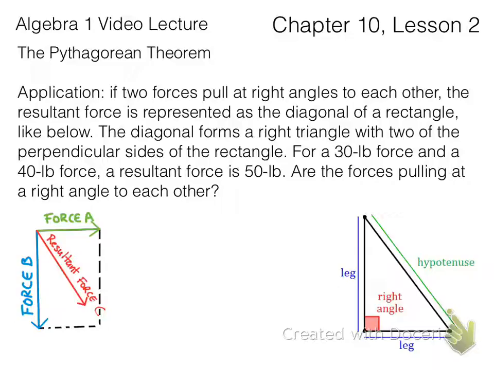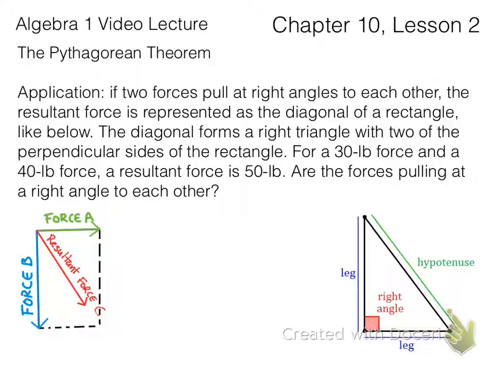If two forces pull at right angles to each other, the resultant force is represented as the diagonal of a rectangle, like below. Down here, the diagonal forms a right triangle with two of the perpendicular sides of the rectangle. For a 30-pound force and a 40-pound force, a resultant force of 50 pounds is created. Are the forces pulling at a right angle?